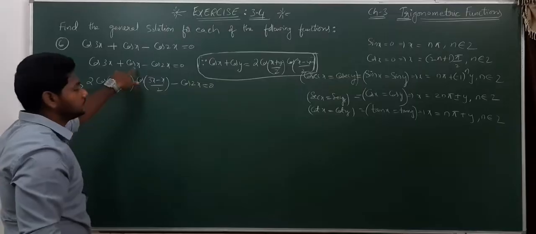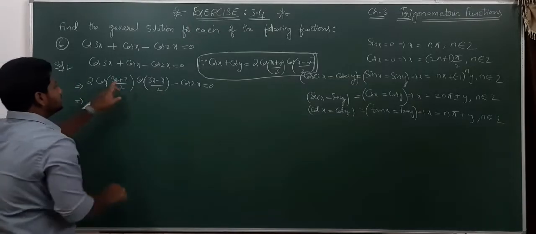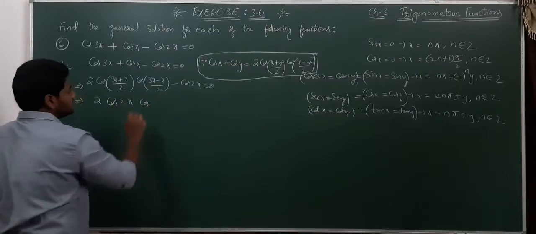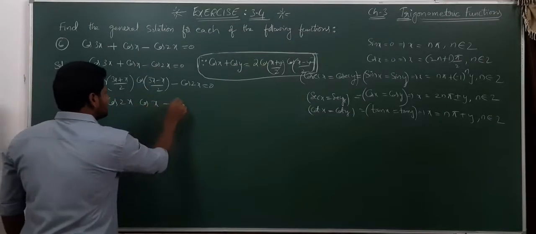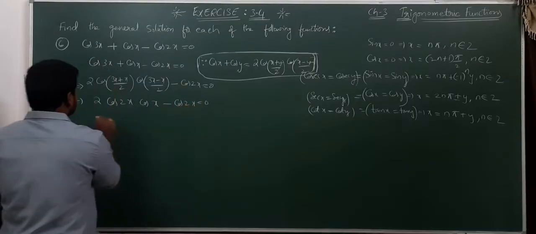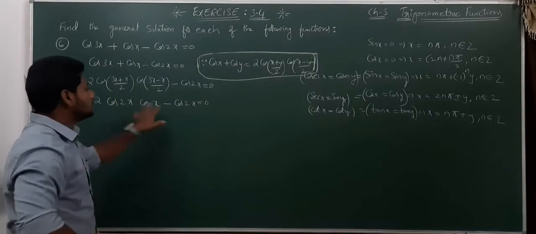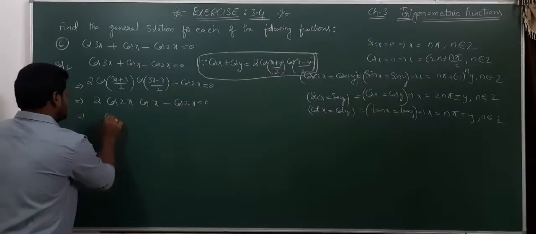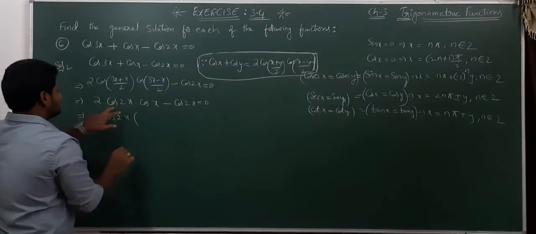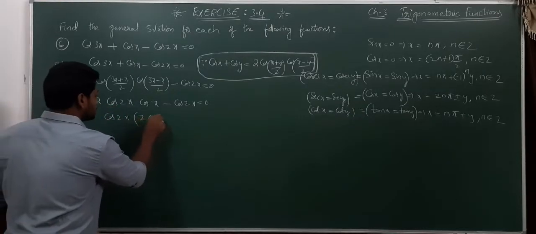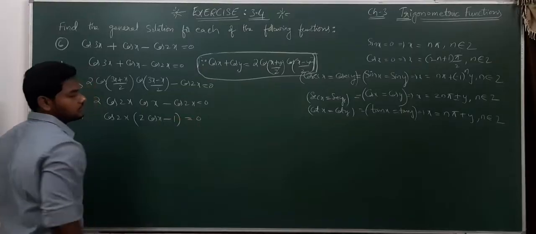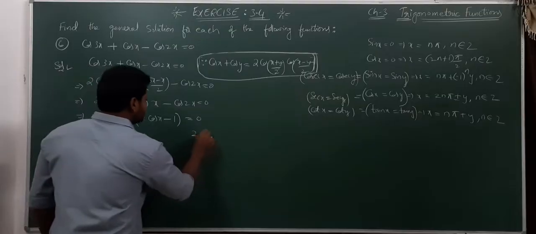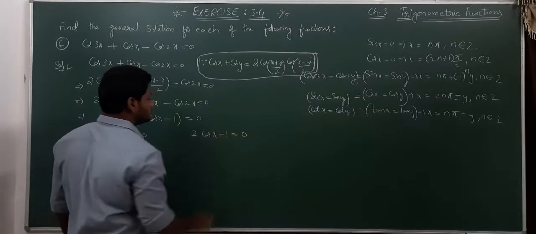This is about these two. Now 2 cos of (3x plus x), 4x by 2, is cos 2x, into cos of (3x minus x), 2x by 2, is cos x, minus cos 2x equal to 0. If you observe, this is one term, this is another term. From these two, what can you take common? Cos 2x you can take common. If you take cos 2x common here, it will be 2 cos x minus 1, equal to 0. Then how can we write this? Cos 2x equal to 0 and again 2 cos x minus 1 equal to 0.